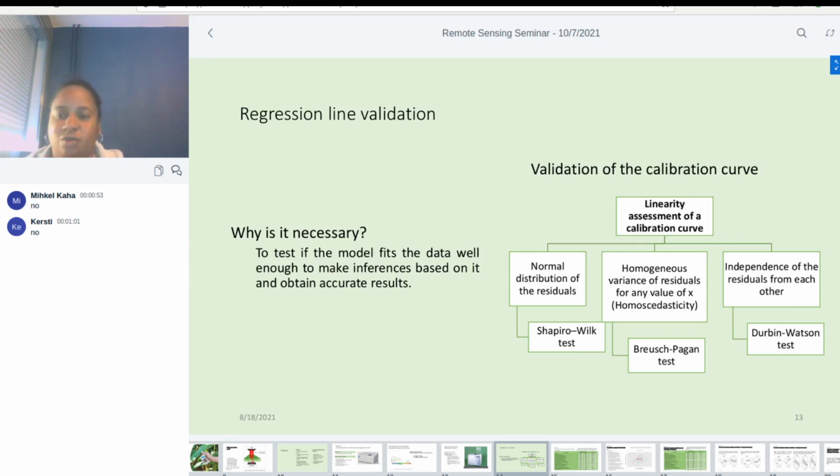So we decided to take this approach to test the validity of our regression line, and to test if the residuals were normally distributed. We used the Shapiro test, and to test if the variance was homogeneous along the x-axis, we decided to use the Breusch-Pagan test. And to test for the independence of the residuals from each other, we decided to use the Durbin-Watson test.